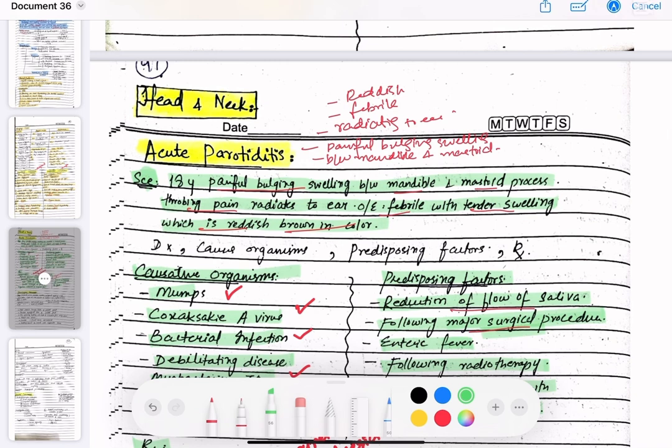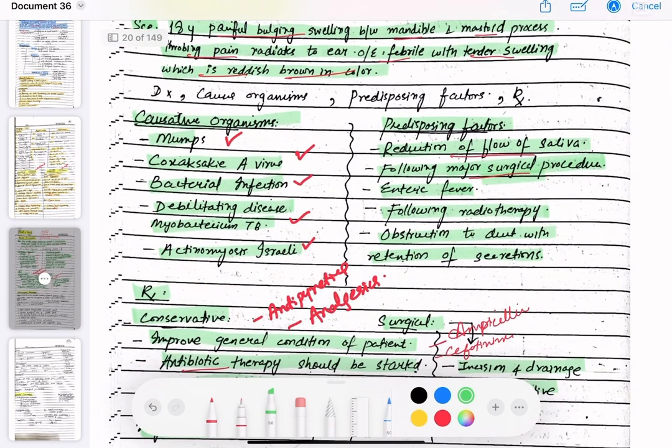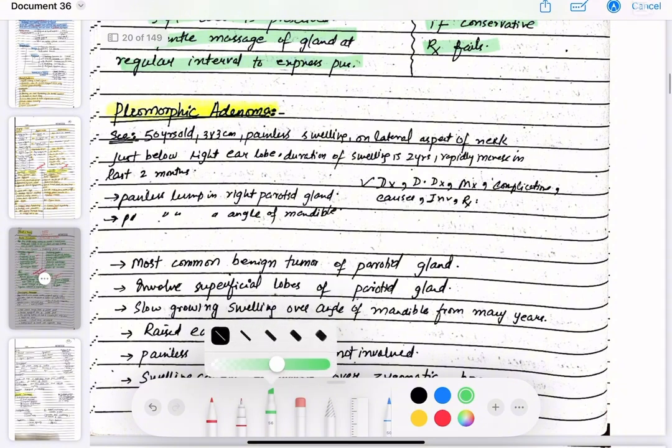The causative organisms are mumps, Coxsackie virus, Mycobacterium TB, and actinomyces. The predisposing factors are reduction of the flow of saliva, enteric fever, radiotherapy, and obstruction to the duct with retention of secretions. And these are the treatment options. Now coming towards the next topic, that is pleomorphic adenoma.